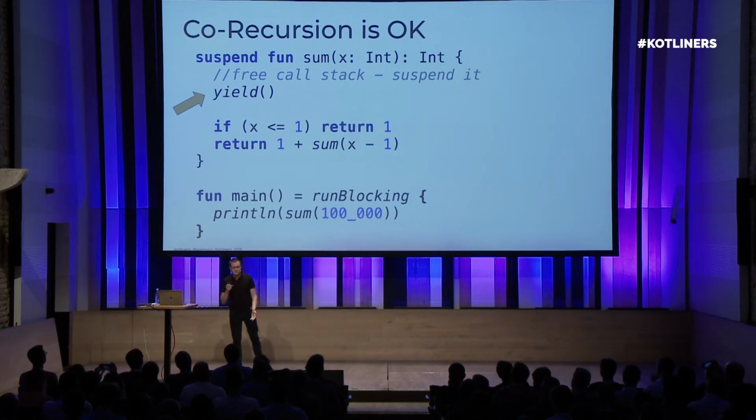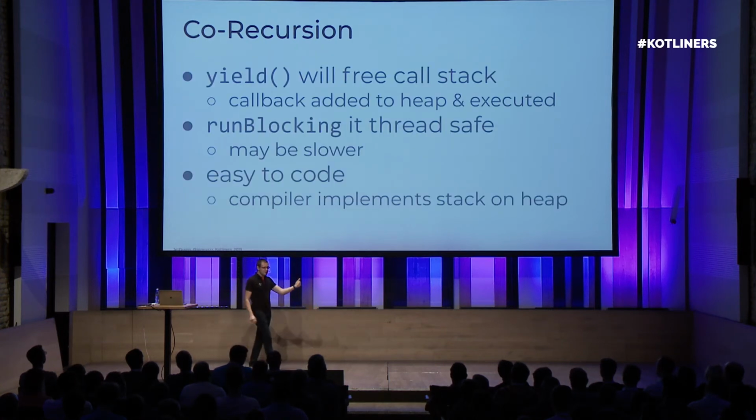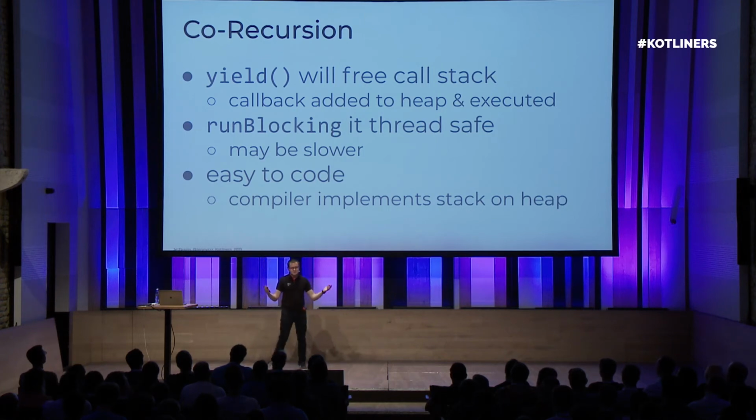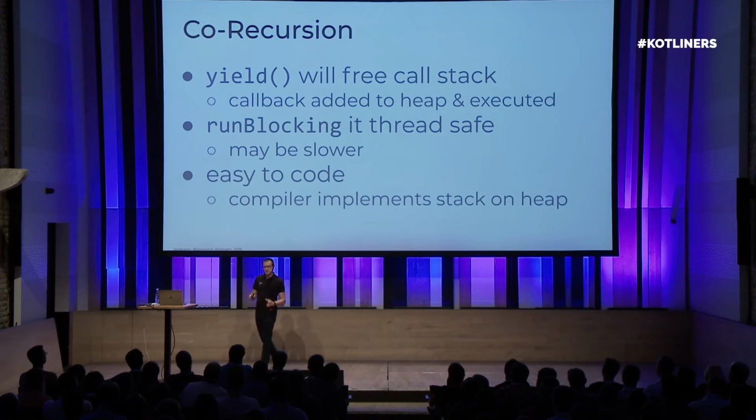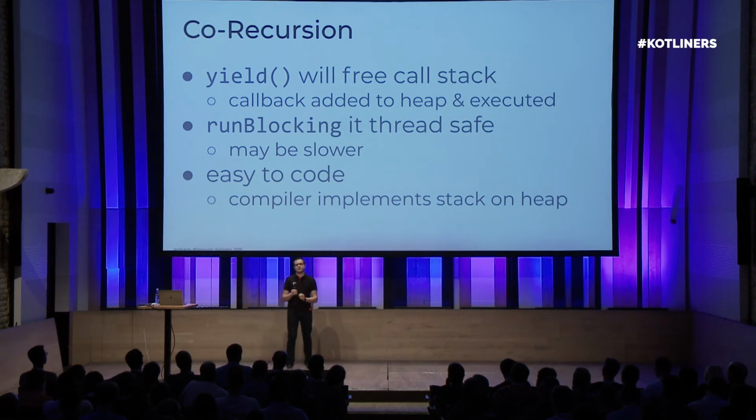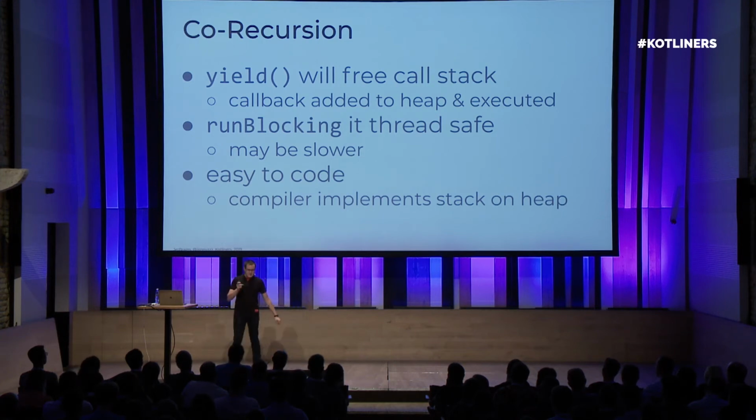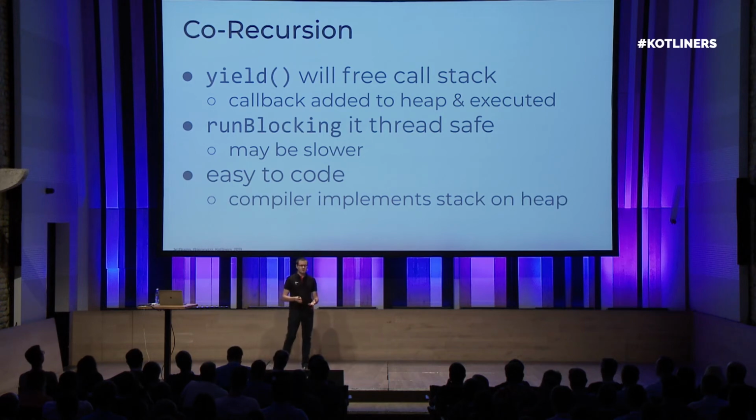So as a wrap up here, the yield function with the suspend keyword helps. Run blocking, be careful here, because again, it can be slower than you expect, because run blocking is supposed to work with a multi-threaded context, and it may slow things down. But don't trust me, trust your profiler. And the last thing, of course, the better explanation. It was so easy to code. That's why I coded it that awesome way.